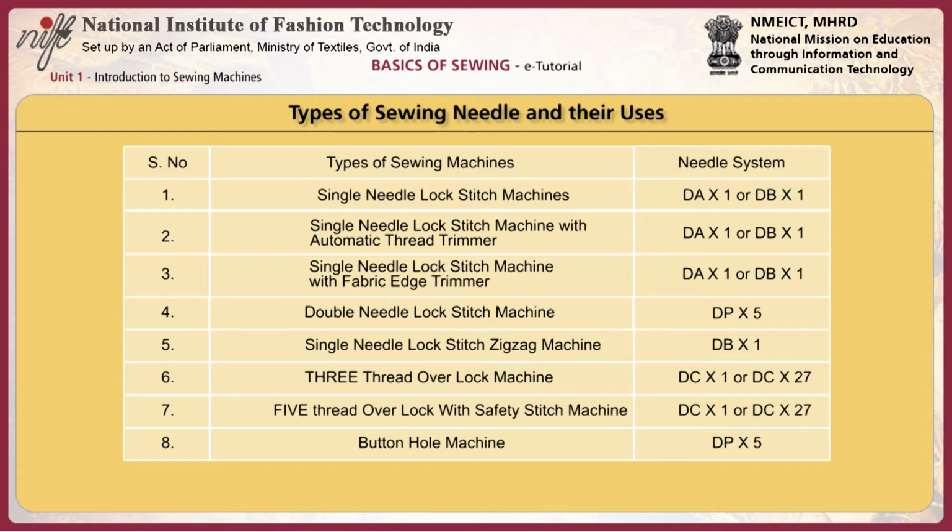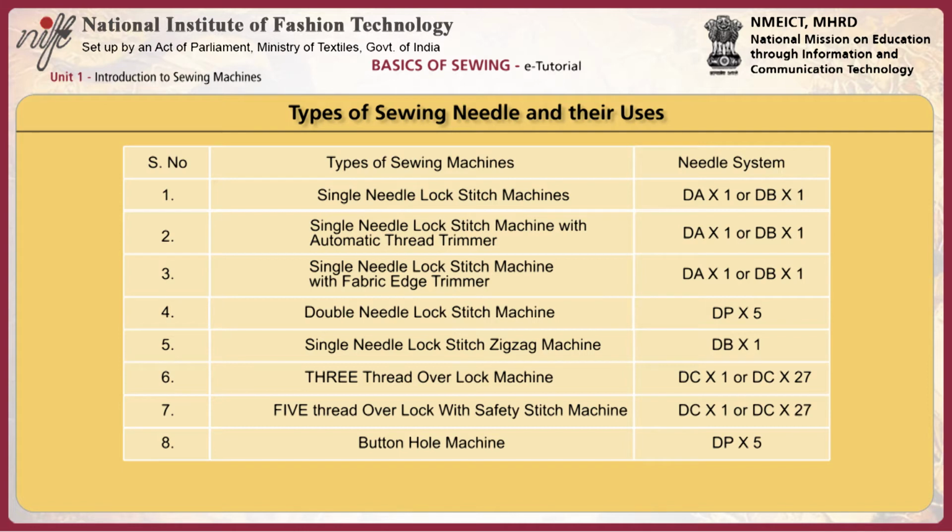For single needle lock stitch machine, DA×1 or DB×1. Single needle lock stitch machine with automatic thread trimmer, DA×1 or DB×1. Single needle lock stitch machine with fabric edge trimmer, DA×1 or DB×1. Double needle lock stitch machine, DP×1. Single needle lock stitch zigzag machine, DB×1.